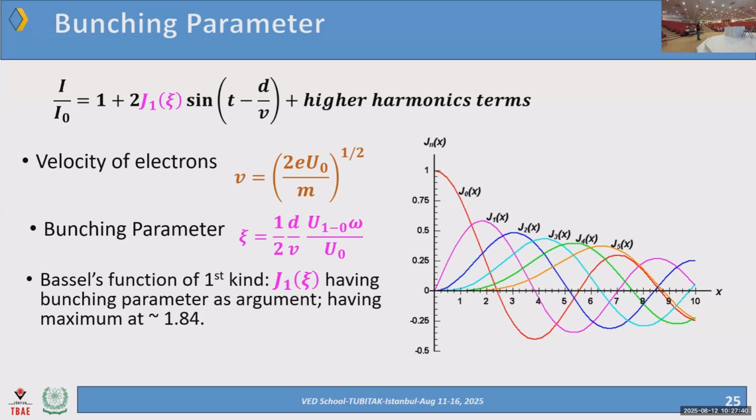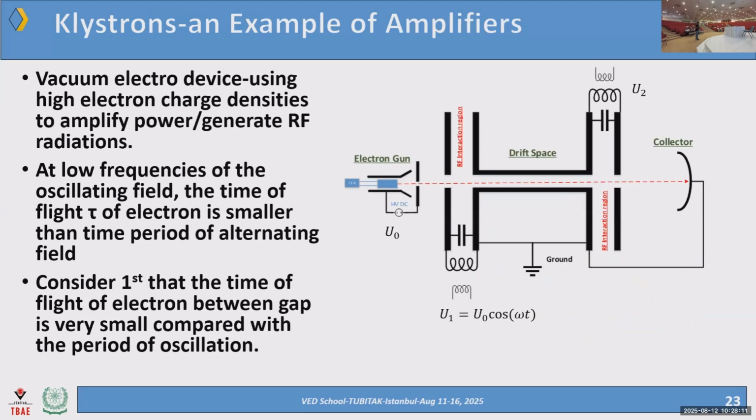This magenta line is J1, and it has a maximum at around 1.84. 1.84 is basically the mathematical limit of how efficiently we can bunch and how efficiently we can have the current in the second gap. Are we clear? Again, this is for a circular cavity, right? That's why you have Bessel functions. Otherwise, you will have sinusoidal. Yes, of course.